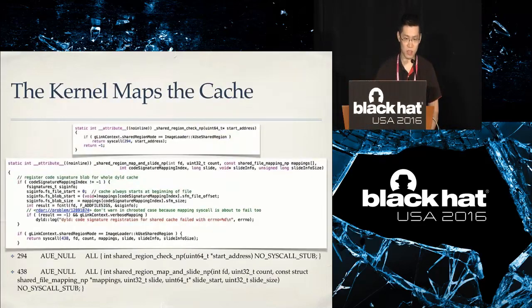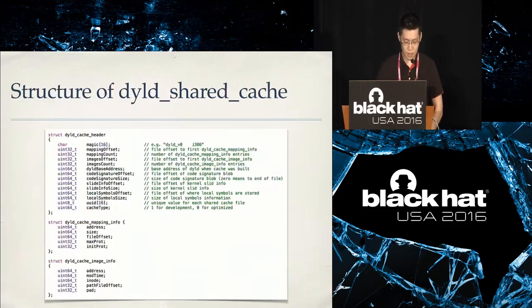Since dyld is open source, we could check the source code easily. And we'll find that actually the function will trap into the kernel. There's a syscall, 438, that traps into the kernel to finally map the shared cache. So let's take a look at the structure of the shared cache header. This is well defined in the Xcode header file.